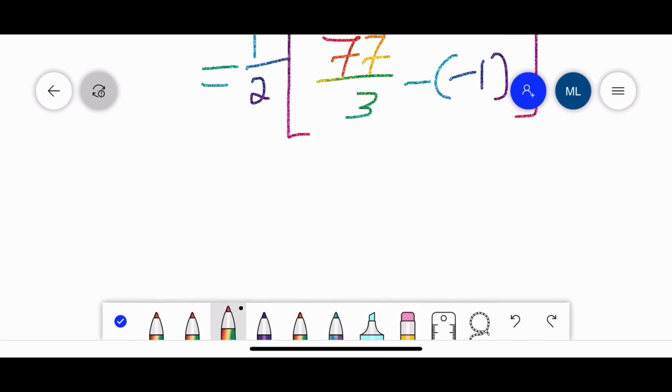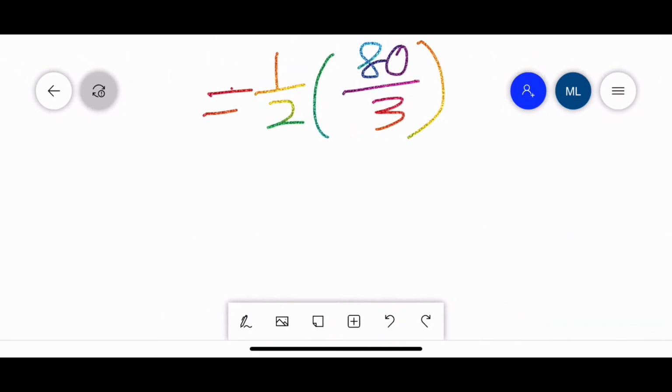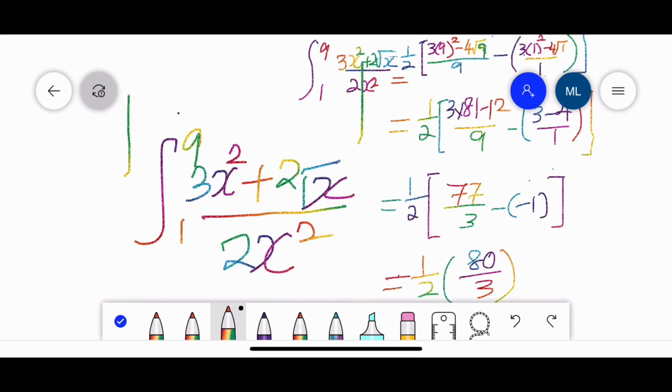So actually this is 77 over 3 plus 1. So we have 80 over 3, right? Alright, so 80 divided by 2, we get 40 over 3. And then if you want to write the answer in mixed fraction, you can do so.